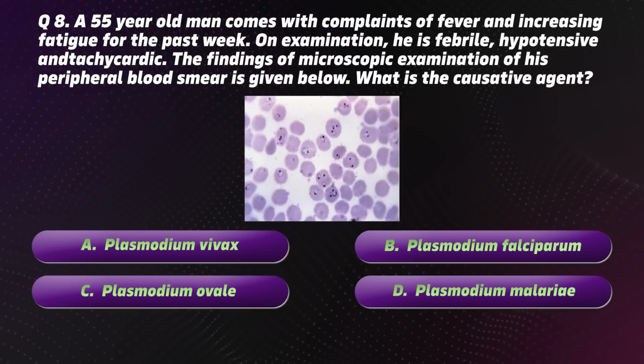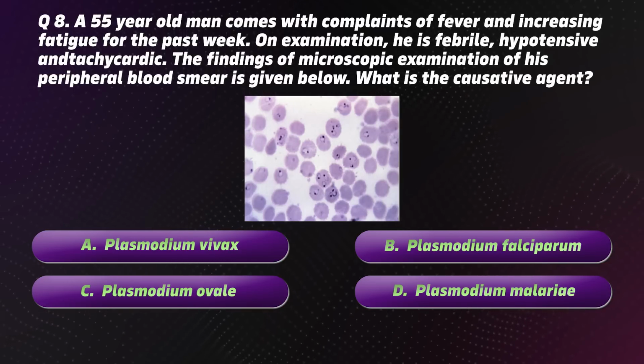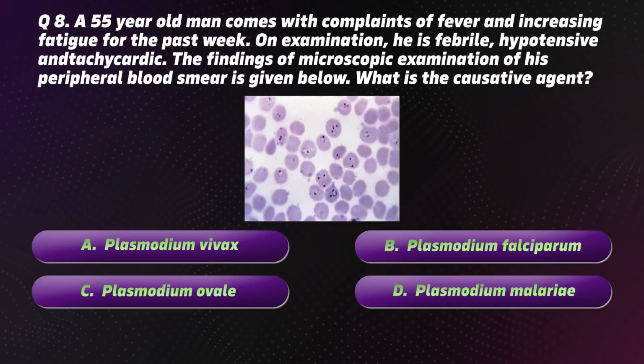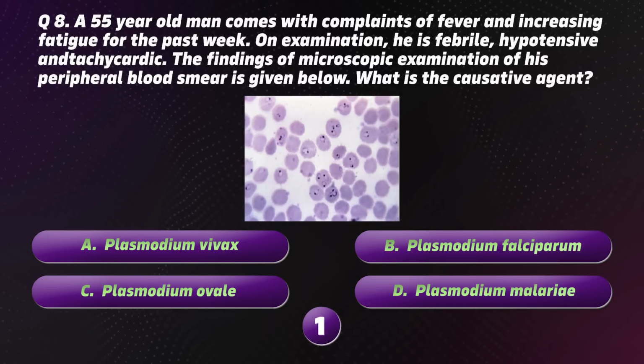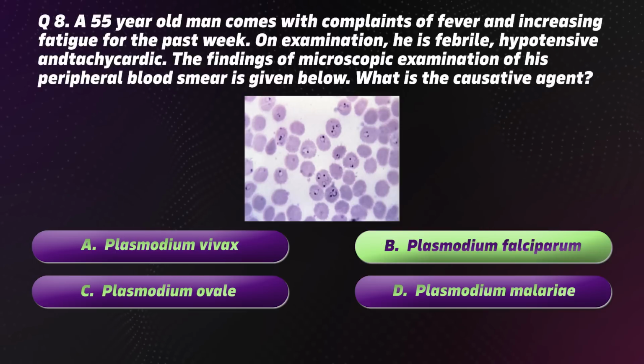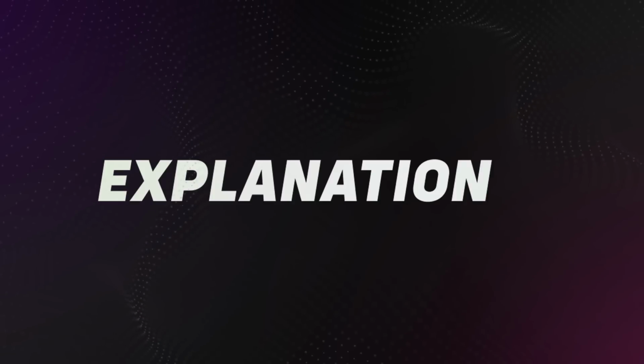Here are the options. A. Plasmodium vivax. B. Plasmodium falciparum. C. Plasmodium ovale. D. Plasmodium malariae. And the correct option is B. Plasmodium falciparum. Here is the explanation.